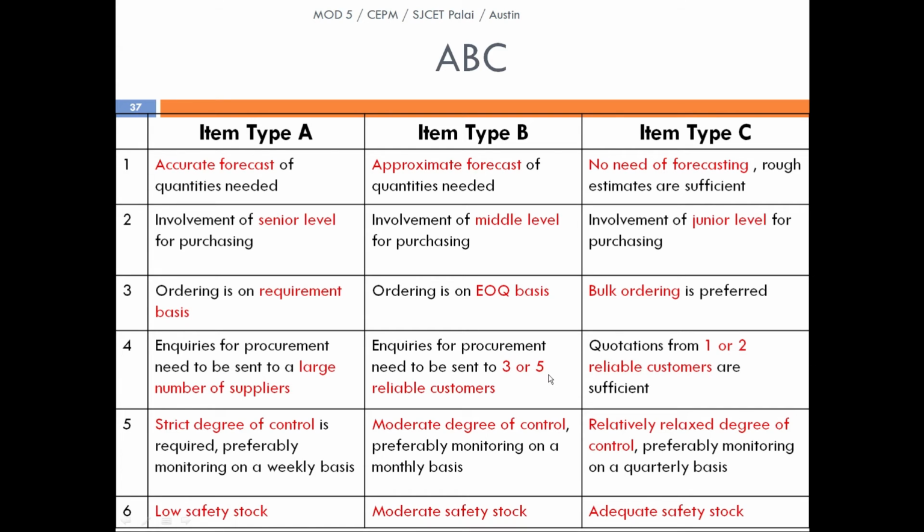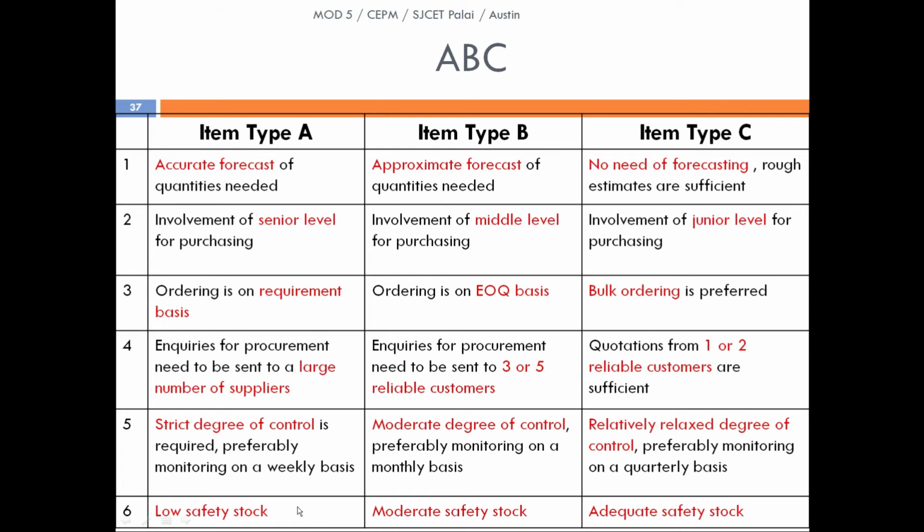This is handled by the middle level of management, or by approximate forecast, with 3 to 5 reliable suppliers. In type C, any 1 or 2 reliable suppliers can be used. No need of much scrutiny in that. The fifth one is the degree of control: a strict degree of control is to be followed for A, a moderate degree of control for B, and a relatively relaxed degree of control for C. As we know, type A consists of the most, 70 to 80% of the value.